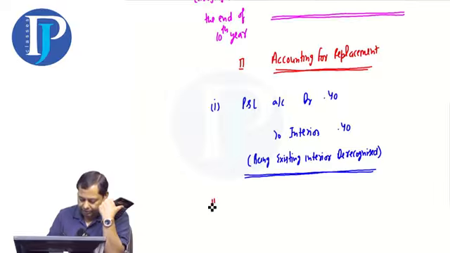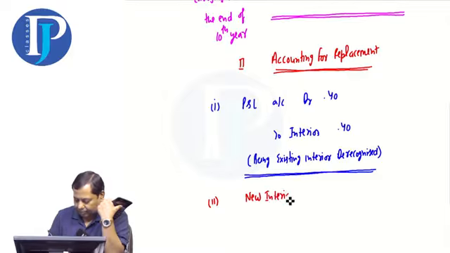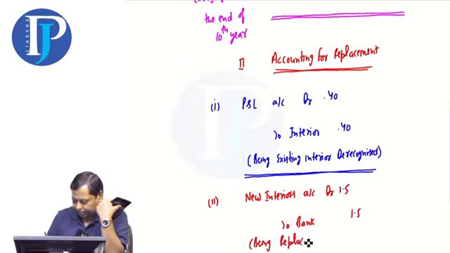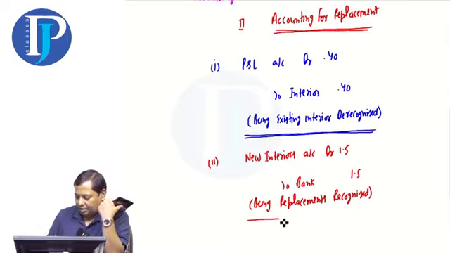Let's see the second entry. New interiors account debit 1.5 crore, to bank 1.5 crore. Being replacement recognized. Old is gone, new has arrived.